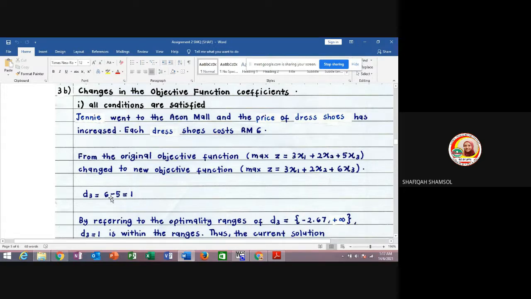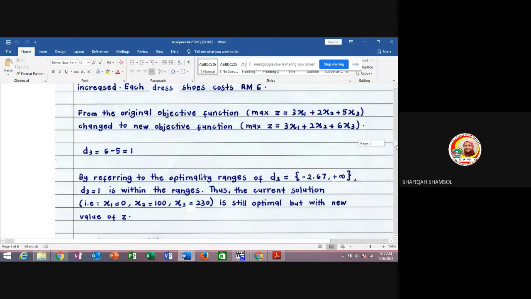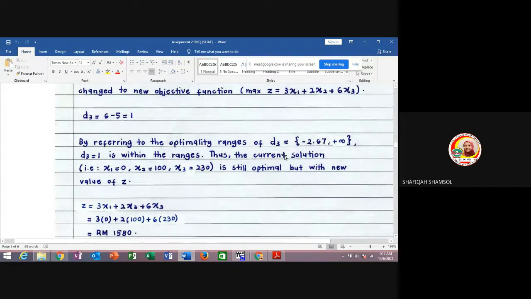For the D3, we must subtract the new value with the old value. So 6 minus 5 equals 1. By referring to the optimality range of D3, which is negative 2.67 until positive infinity, the D3 that we get, equal to 1, is within the range. Therefore, the current solution that we get, x1 equals 0, x2 equals 100, x3 equals 230, is still optimal, but with the new value of Z.